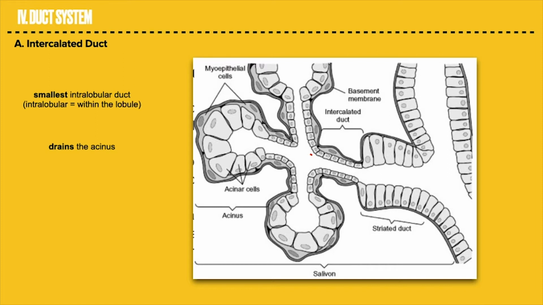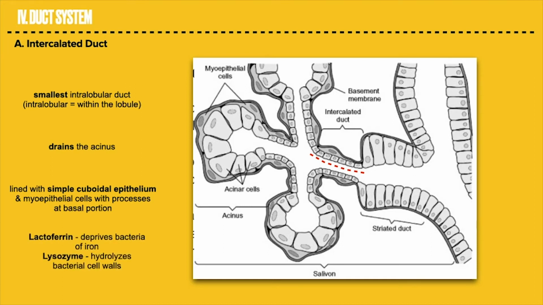The intercalated ducts are lined with simple cuboidal epithelium and myoepithelial cell bodies with processes located along the basal surface of the duct. They can modify salivary secretions by the addition of macromolecular components stored in their secretory granules. These macromolecular components are known to have antibacterial properties, which occurs in various ways. Lactoferrin, for instance, binds free iron, thus depriving the bacteria of its essential element. Meanwhile, lysozymes have the ability to hydrolyze bacterial cell walls.